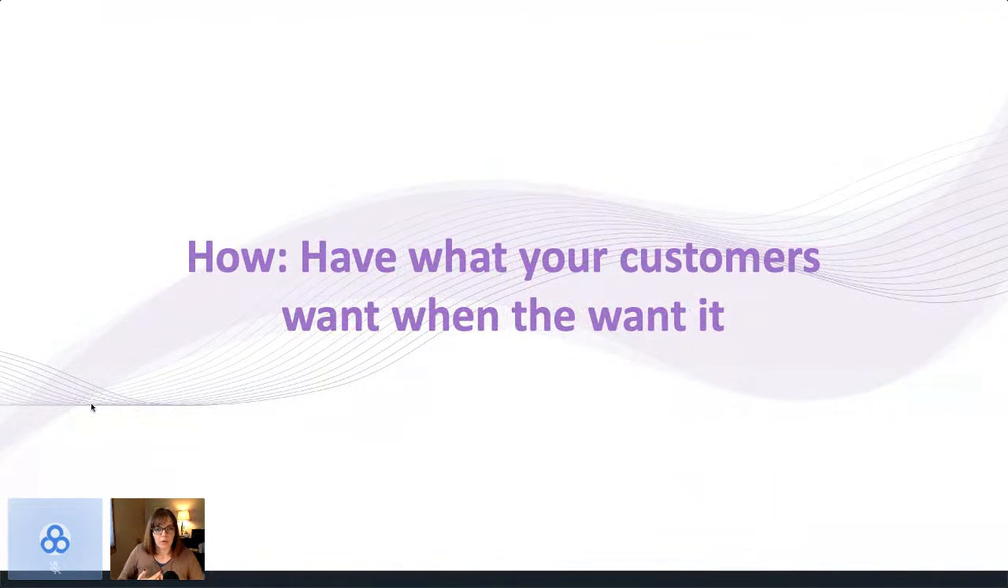The idea is we want to have what our customers want, when they want it, and where they want it. If you're selling on multiple sales channels, you have multiple warehouses, maybe you have a brick and mortar store and you're selling online, you need to have what customers want, where they want it, so that you're not missing out on revenue due to being out of stock.